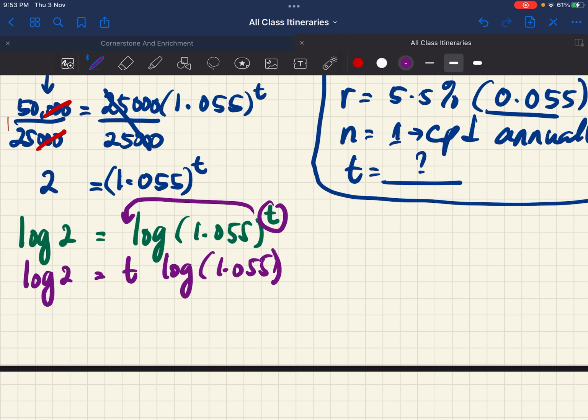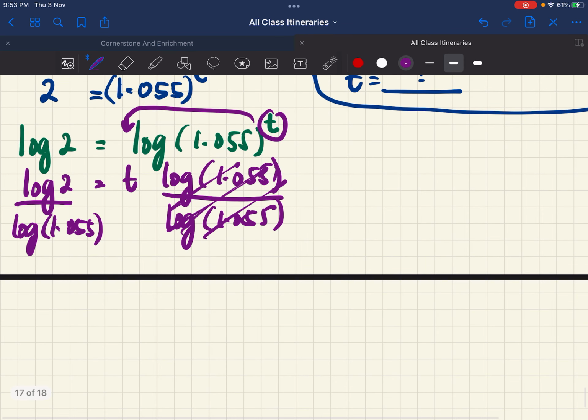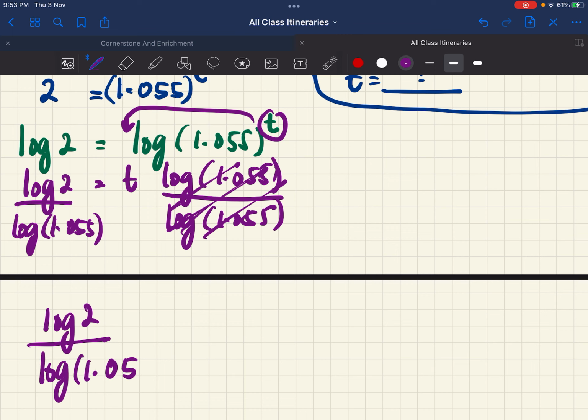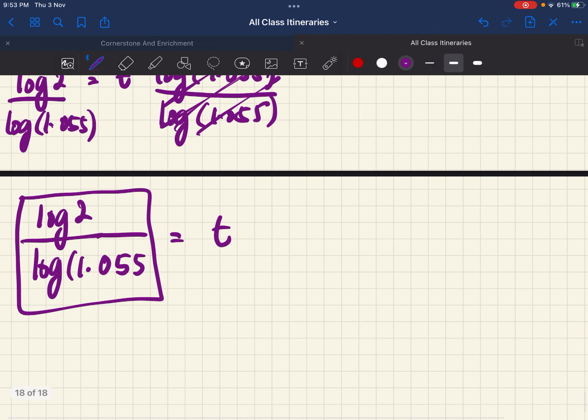Then we're going to divide by the same logarithm of 1.055 on both sides. So what happens now? This is going to be cancelled out, and what is left is just the t. Log of 2 divided by the log of 1.055 is equal to t. Okay, put this one in your calculator. So I'm going to put that in my calculator right now.